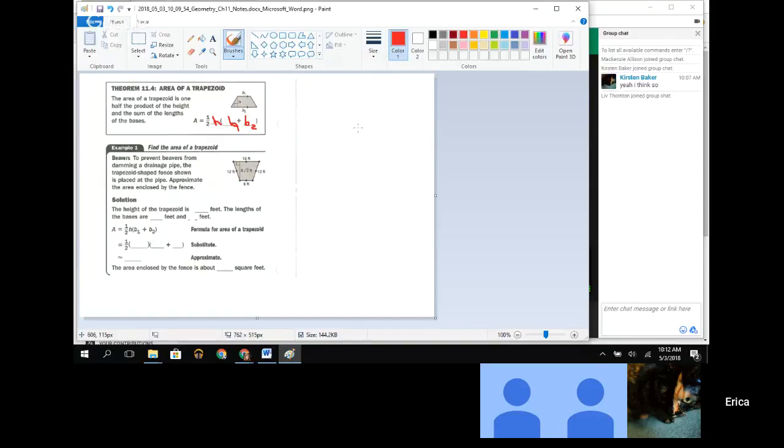Now, if you think about what the area of a parallelogram was from the other day, let's see if I can draw a parallelogram on here.